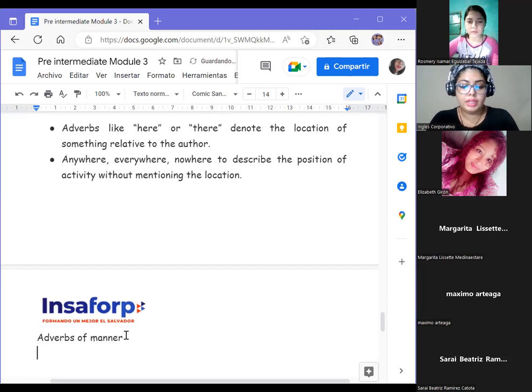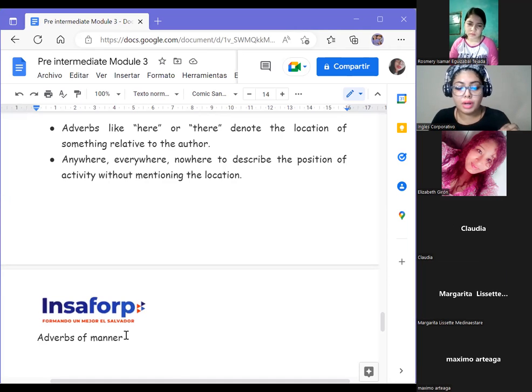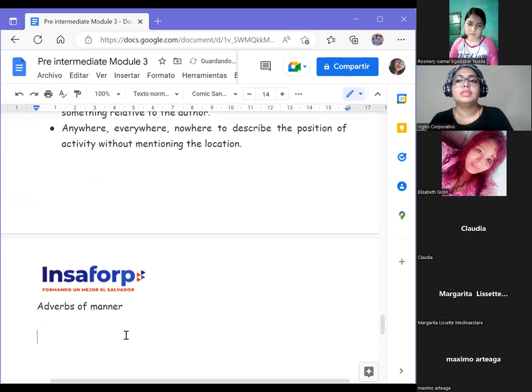So we have here that the adverb of manner denotes how an action is performed, and they often contain an adjective with an altered ending, such as ly, ely, or y. Tenemos los adverbios de manera o los adverbs of manner. In this case, we have this kind of adverbs to describe or denote how an action is performed. Vamos a usarlos para denotar o demostrar cómo una acción está siendo llevada a cabo.